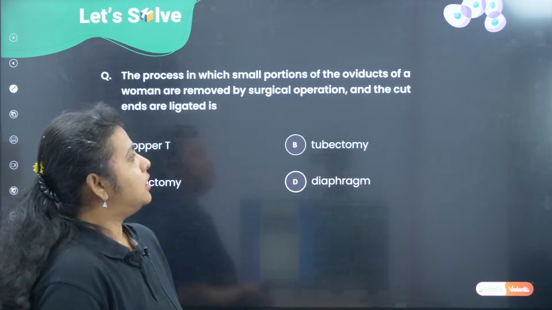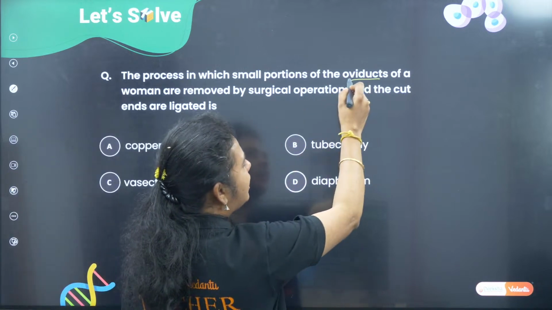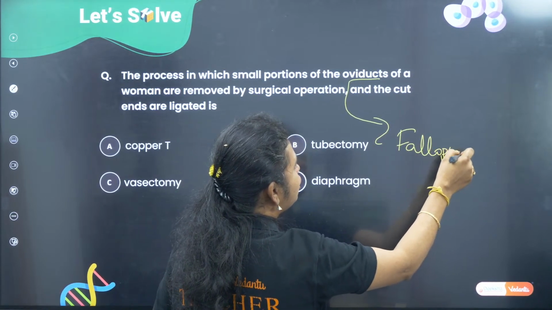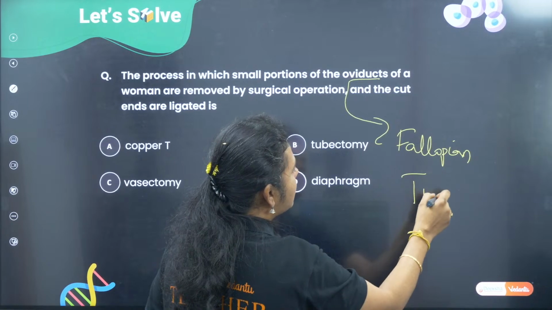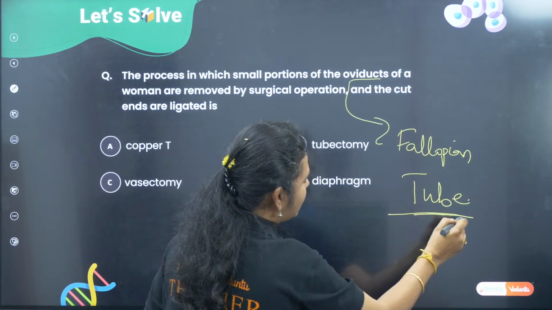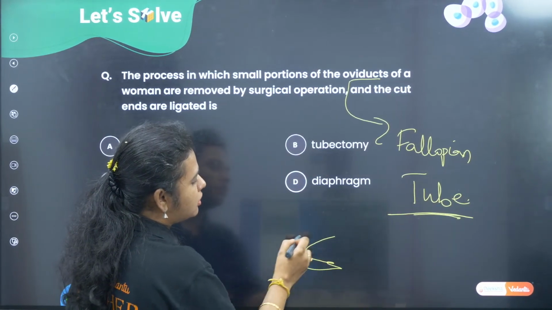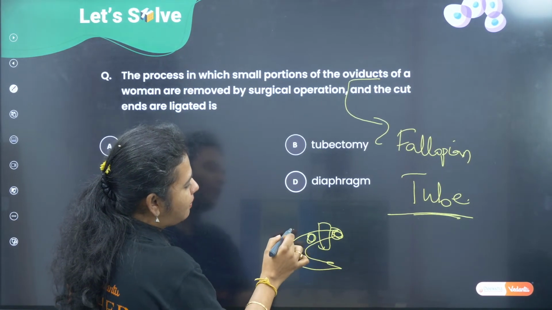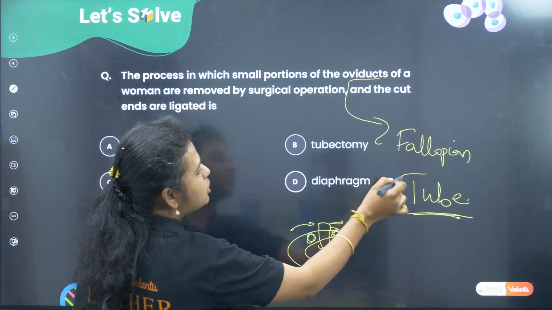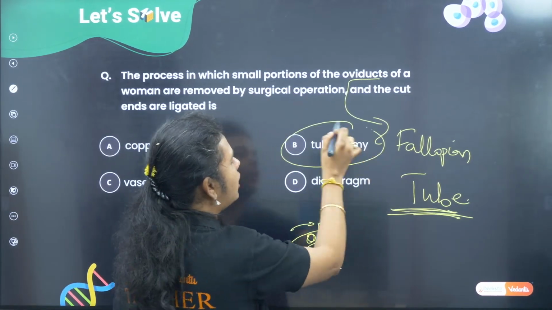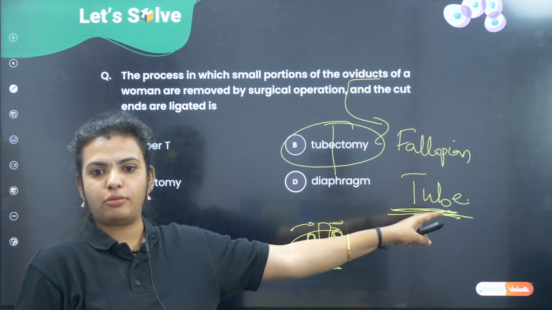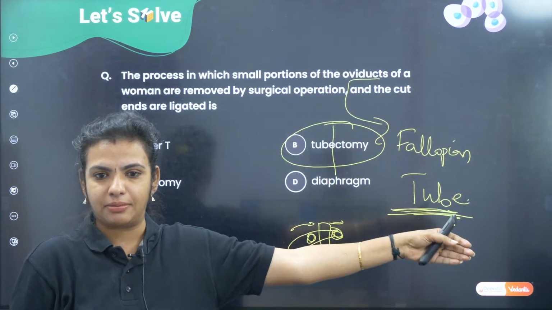So here, the process in which, see, oviducts, I told you, what is oviducts called? It is called as fallopian tube. Correct. So I am cutting the fallopian tubes. So fallopian tube is cut and it is tied up here. So what happened? The egg cannot reach. So since it is tube cut, we are calling it as tubectomy. Simple. Fallopian tube is cut, then I call it as tubectomy.